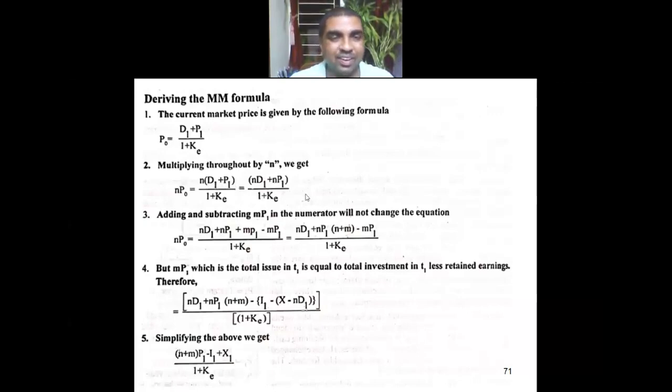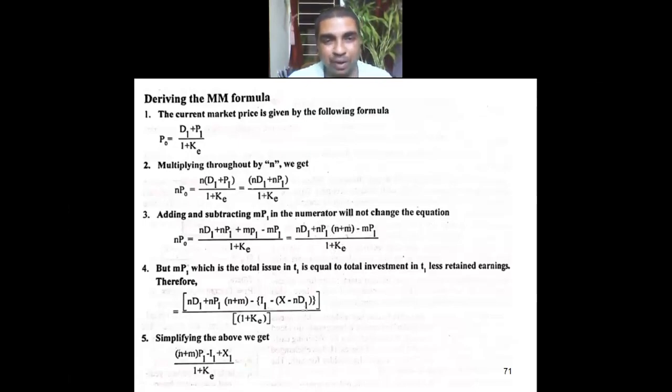Now what I am doing is adding and subtracting mP1. You might be thinking what is mP1? Assume m is the number of new shares that are going to be issued, fresh equity, and P is the price. So I am adding mP1, then again deducting mP1, the same thing, adding plus deducting. Now the formula will evolve like this.